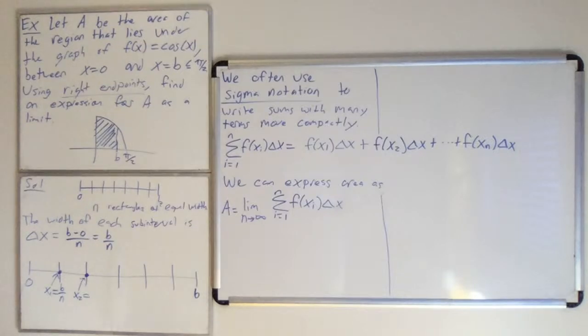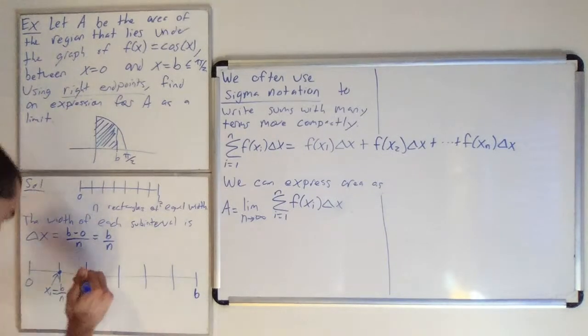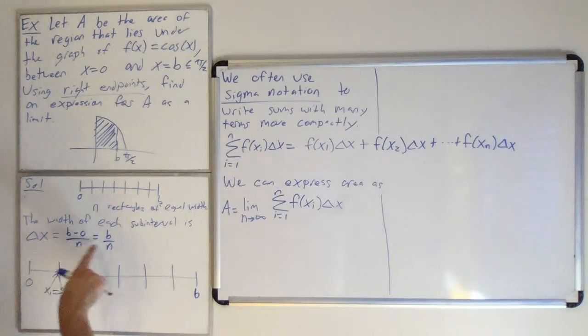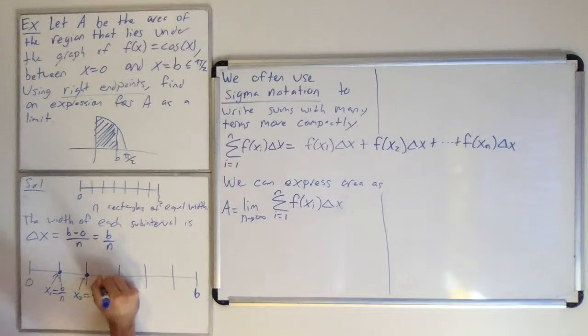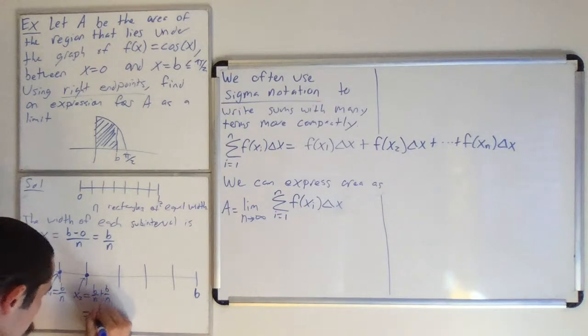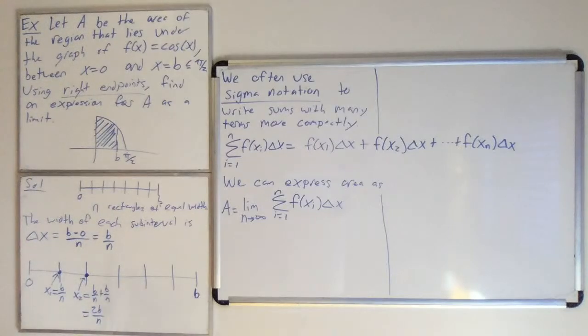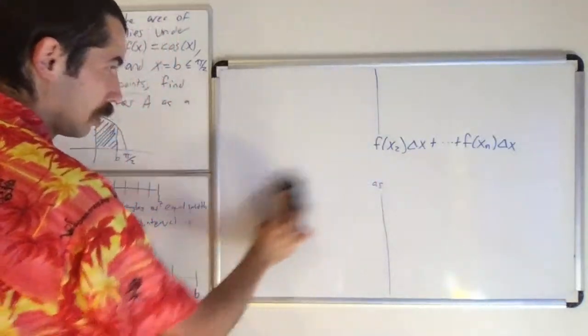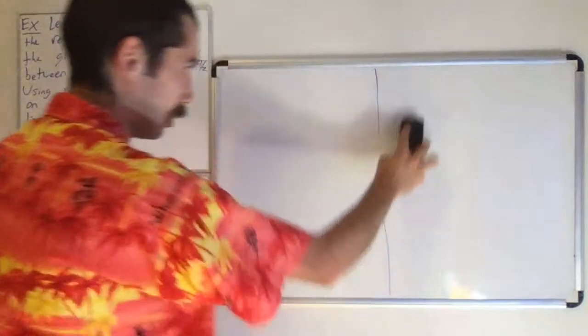Yeah, it's 2b over n. The way we get it is we take our previous sample point, and we add delta x to it. And so b over n plus b over n is 2b over n. Okay, and then we continue this a few times until we can figure out a pattern.